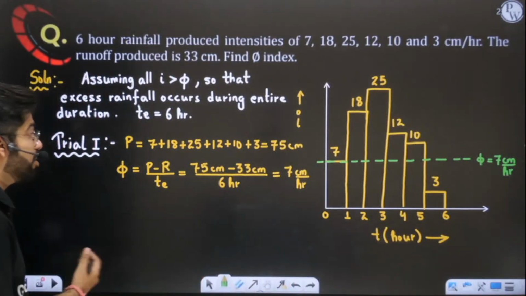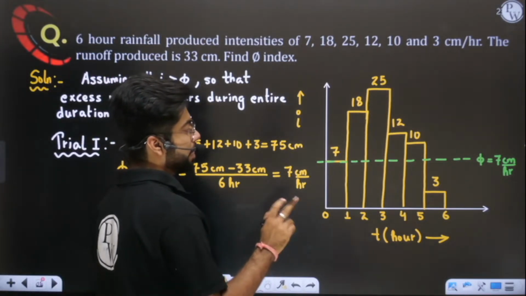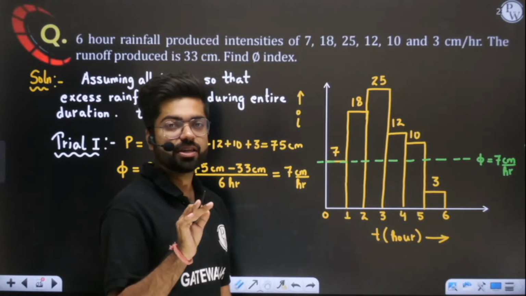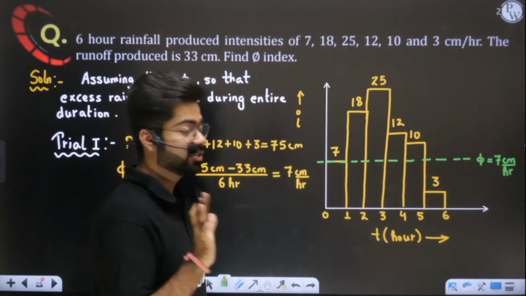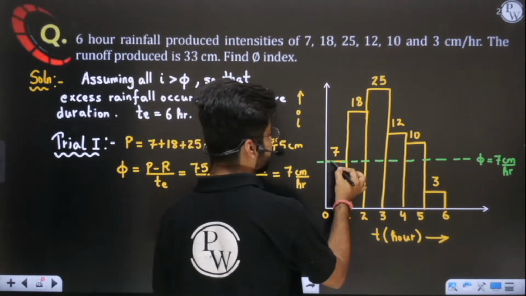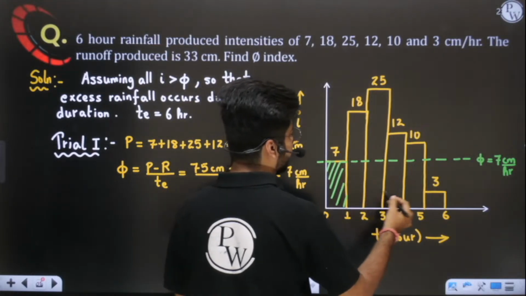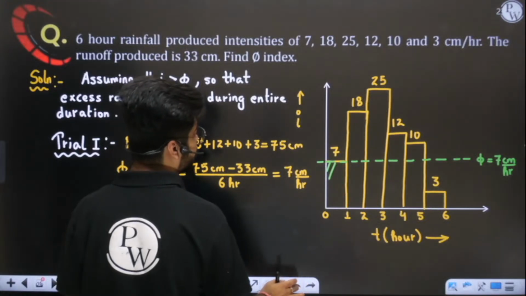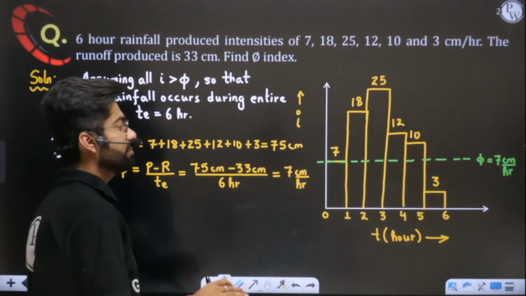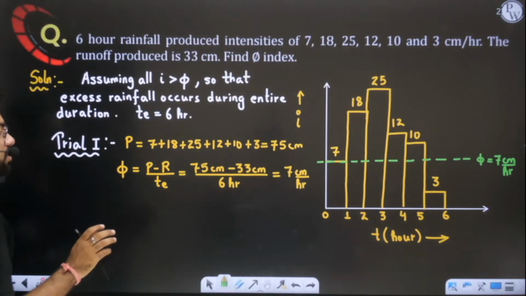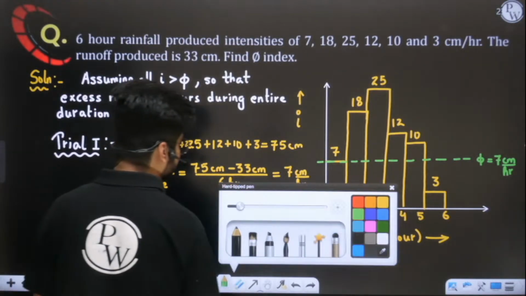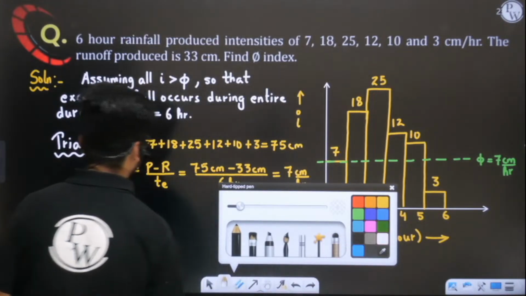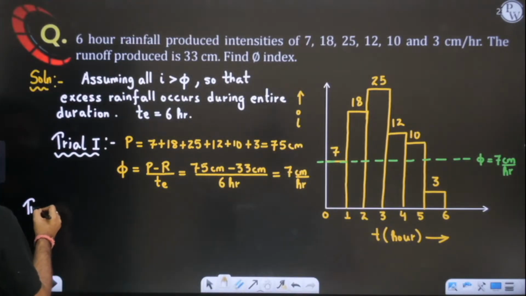Now I have to remove all those intensities of rainfall which are equal to phi and which are less than phi. See, sir, this intensity of rainfall is equal to phi and this is less than phi. So I will remove these values. These two have done a blunder, because of which we have to take a trial again with the remaining values. This will be my trial number 2.